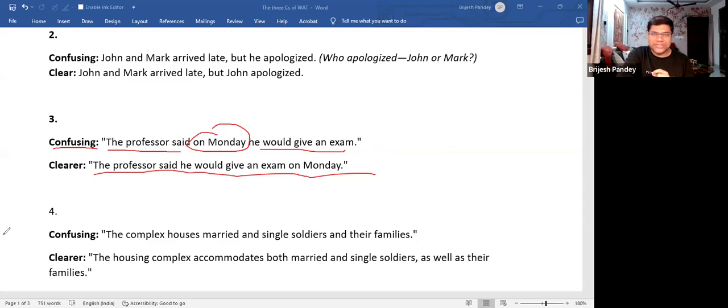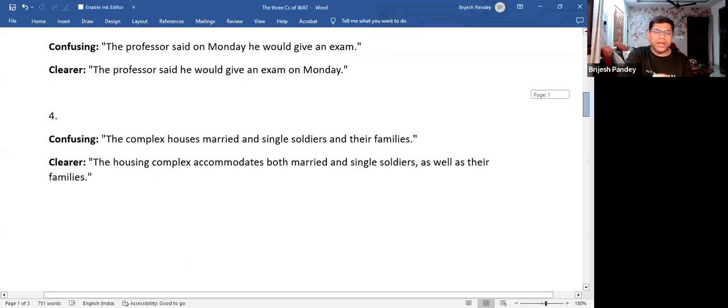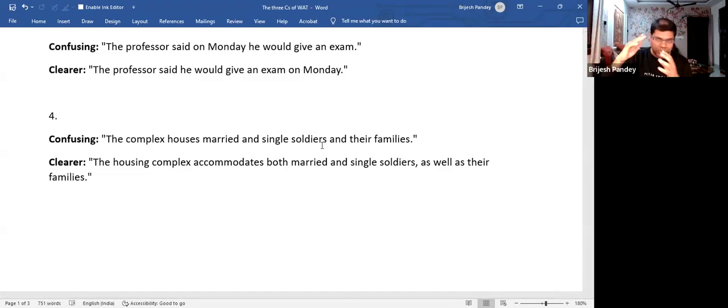Similarly, if you go to the next sentence here, it says the complex houses married and single soldiers and their families. A sentence which is not very good, in the sense that if you're talking about complex, then I think it is a housing complex, and the housing complex accommodates or houses both married and single soldiers as well as their families. When you say the complex houses married and single soldiers and their families, it is a little convoluted. So a better version would be the housing complex accommodates both married and single soldiers as well as their families.